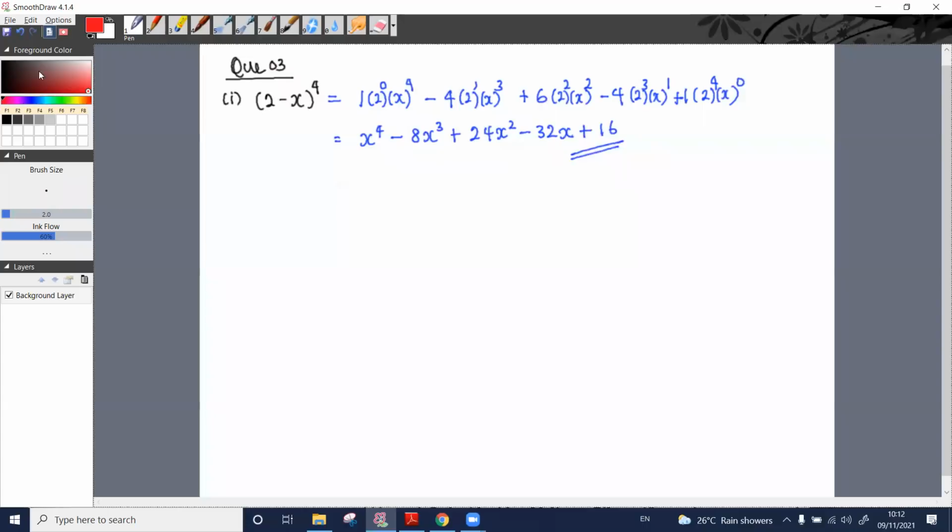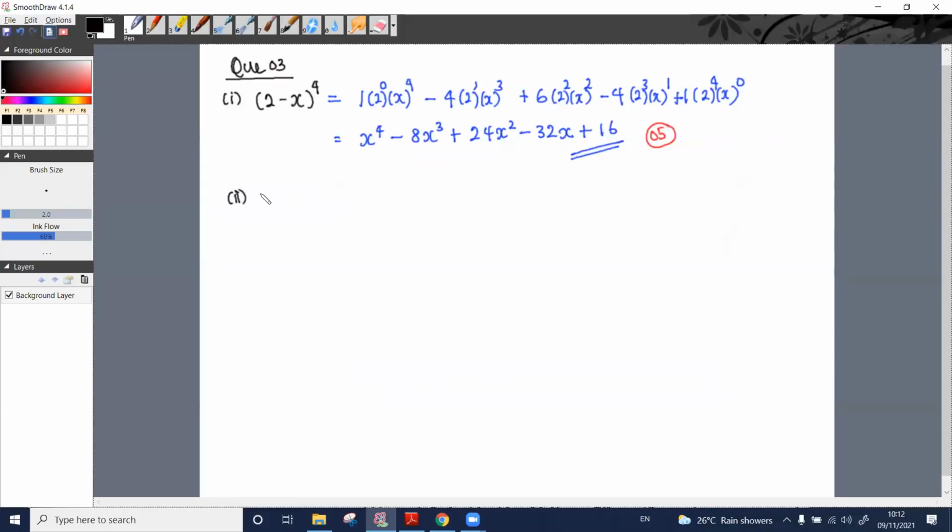So if you got that correct, allocate 5 marks. 5 marks for that. x to the power 4 minus 8x to the power 3 plus 24x squared minus 32x plus 60 should be the answer. Then part 2.